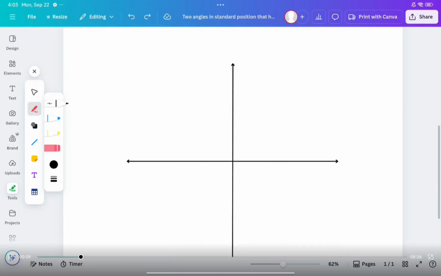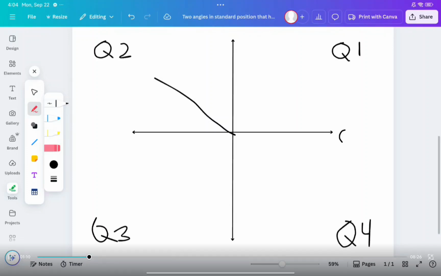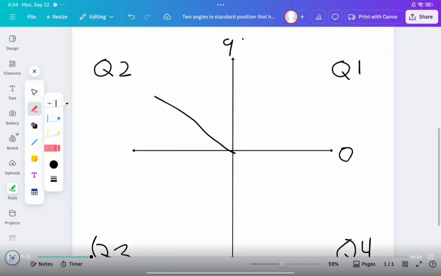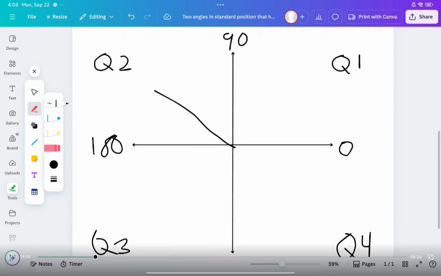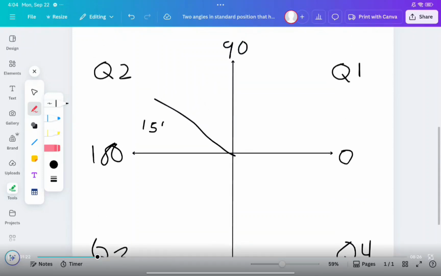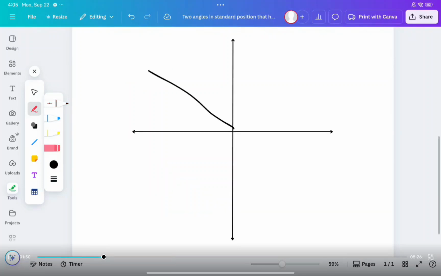So we have here the Cartesian plane, with quadrant 1, quadrant 2, quadrant 3, and quadrant 4. So this is 0, 90, 180, and 270 degrees. Here is the positive 150 degrees, but our given angle is negative 150 degrees. Again, this is 150 degrees, but our given is negative 150 degrees, so it is in quadrant 3.